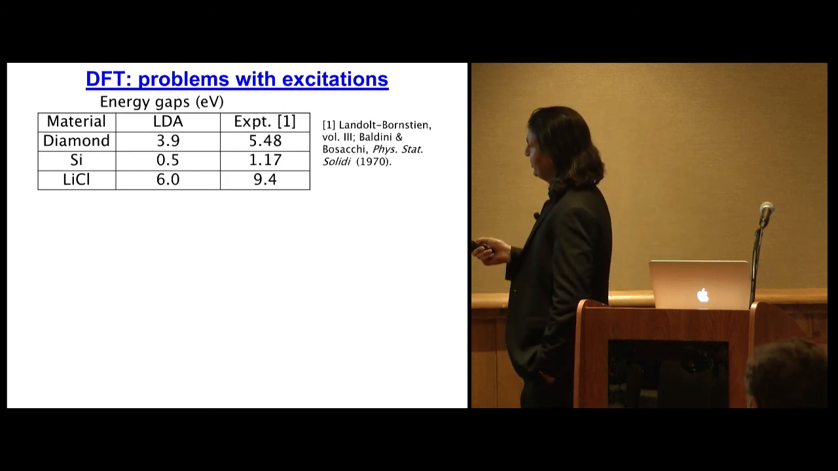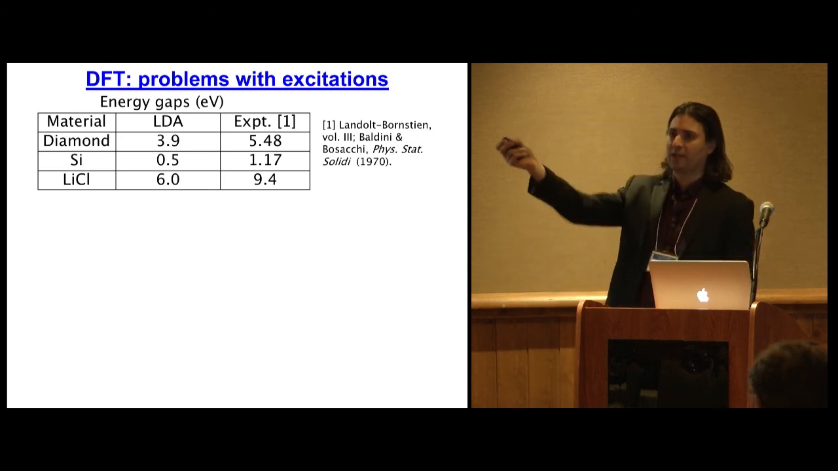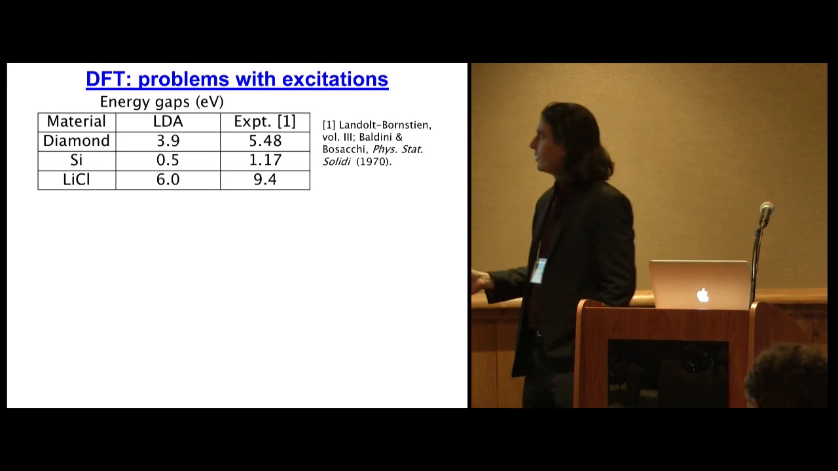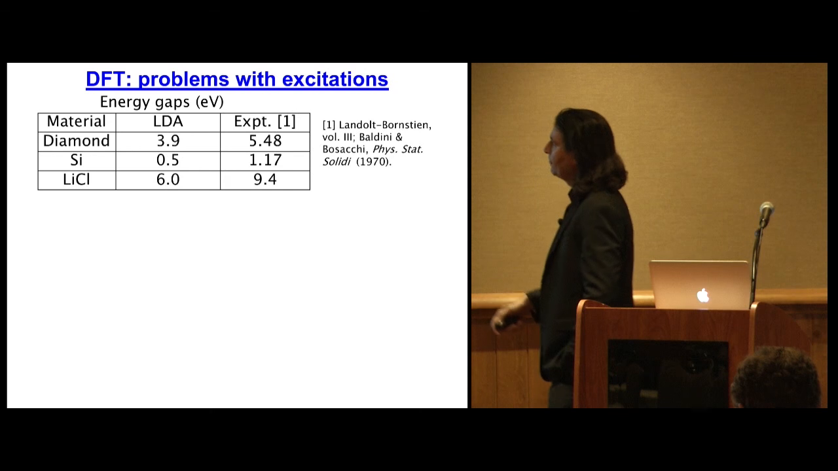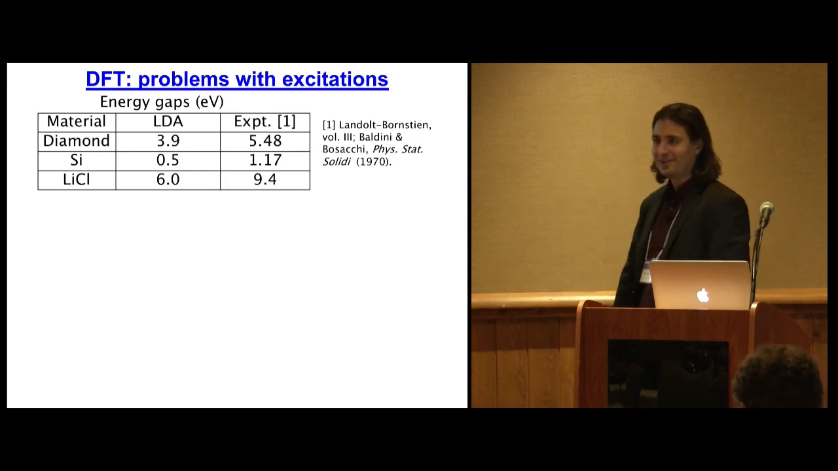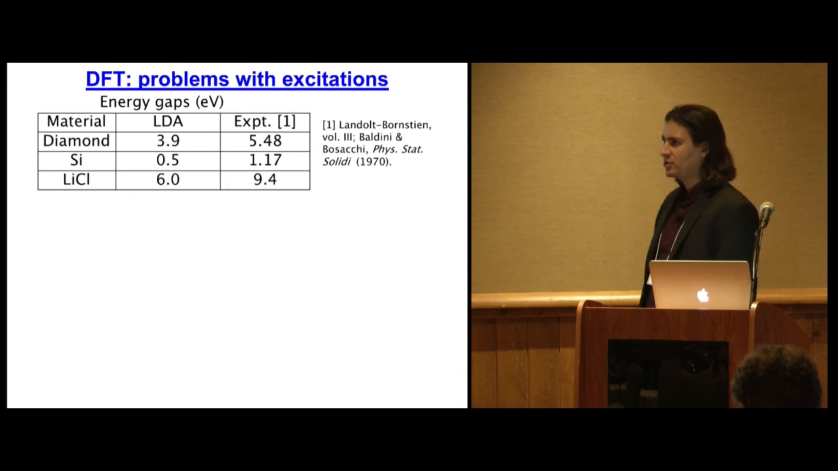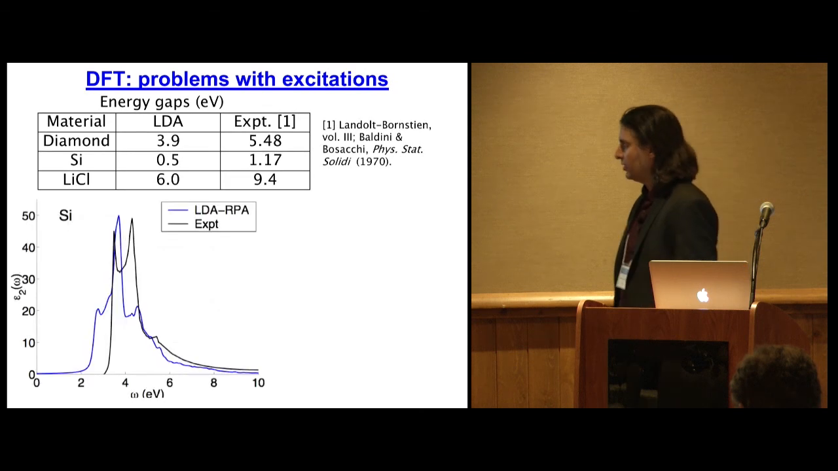Here's an old set of data. These are 3 systems, and these systems have an energy gap. That means you have to pay some energy to promote an electron to the next available state. Here's the experimental gap in electron volt units. Here's the DFT prediction. It's positive and it's something, but it's off on the order of half to 1 electron volt. So is that a good thing or a bad thing? You have to look at some real data.